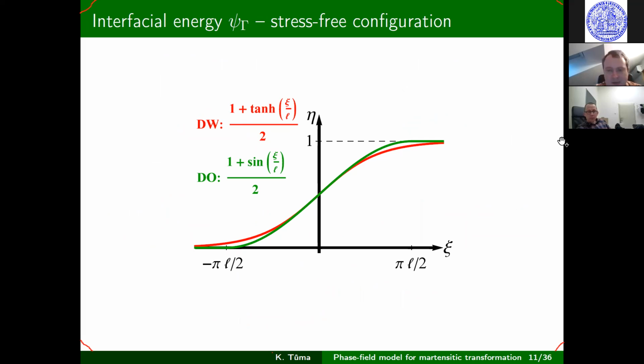Mathematically, it never goes to one and zero, but from the numeric point of view, it is close enough to one and zero, but the interface is quite thick. For the double obstacle, you get the sinus, whose thickness of the diffuse interface is exactly equal to pi times L. So L is a parameter that is proportional to the real thickness of the diffuse interface.